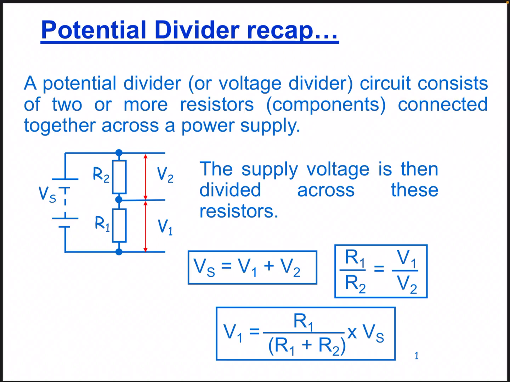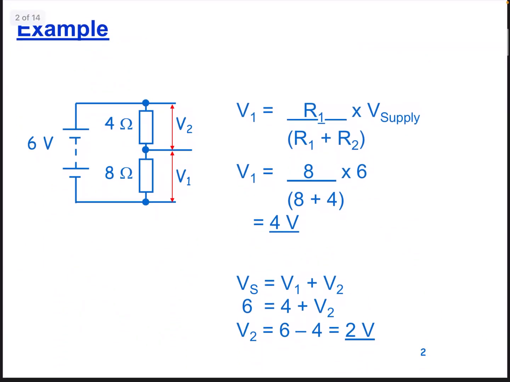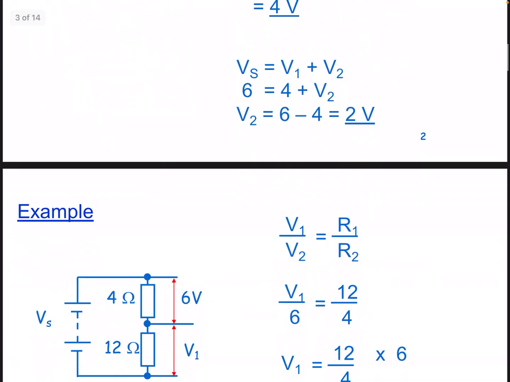The first 3 slides here are just a recap from last week's, so I'm not going to talk through those, but it's just reminding you of the formula that you need if you're looking at potential dividers. And then 2 examples. I'm not going to talk through those ones.